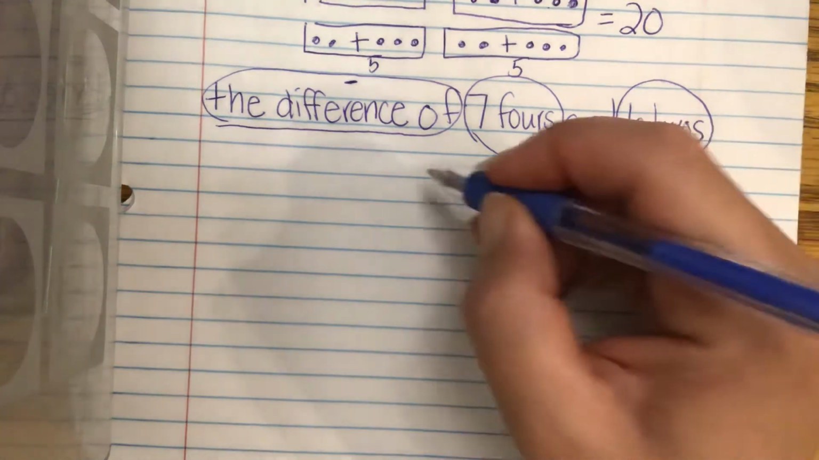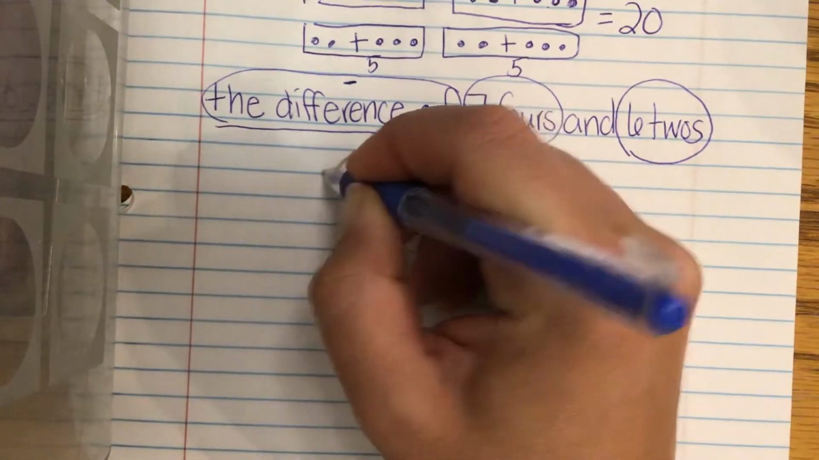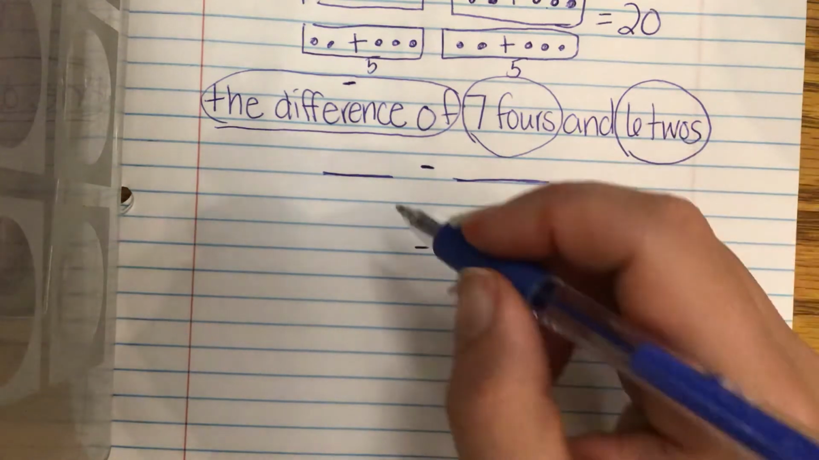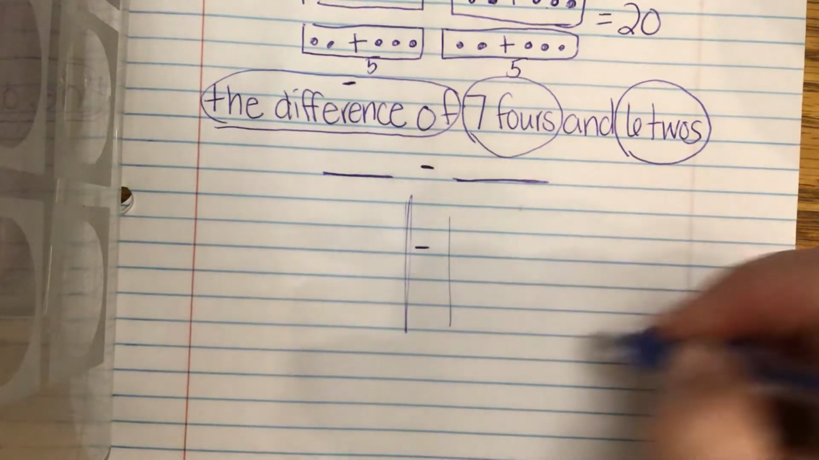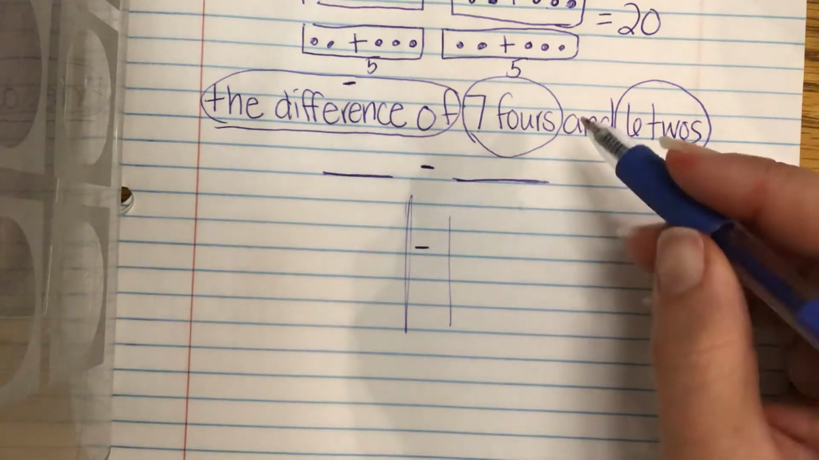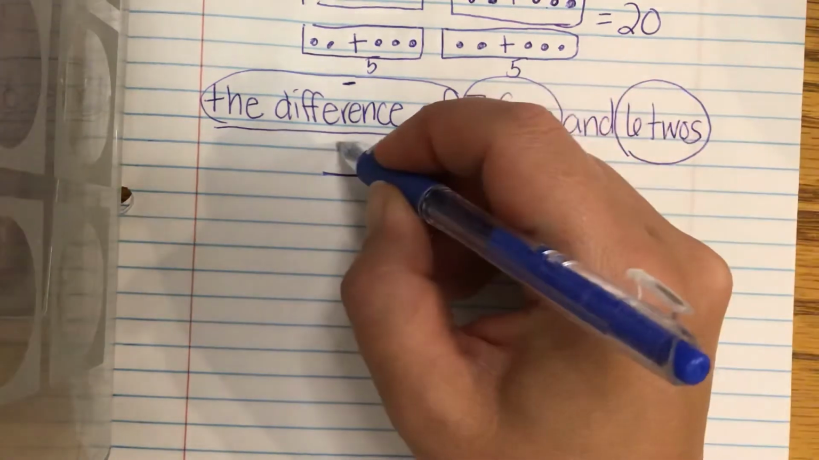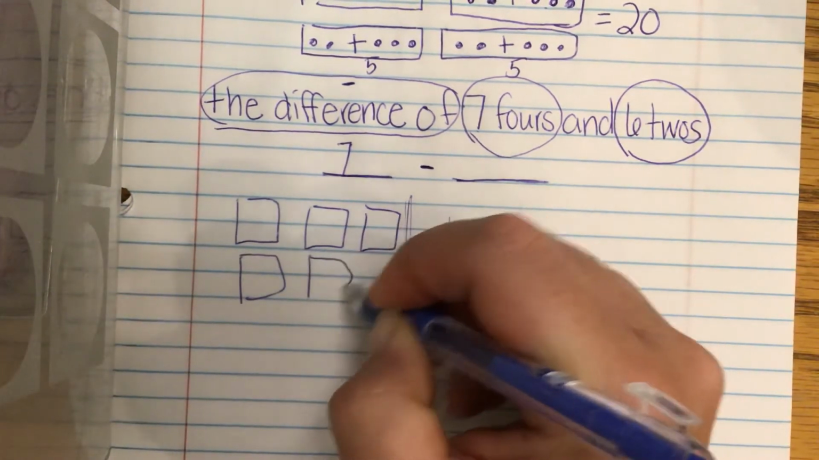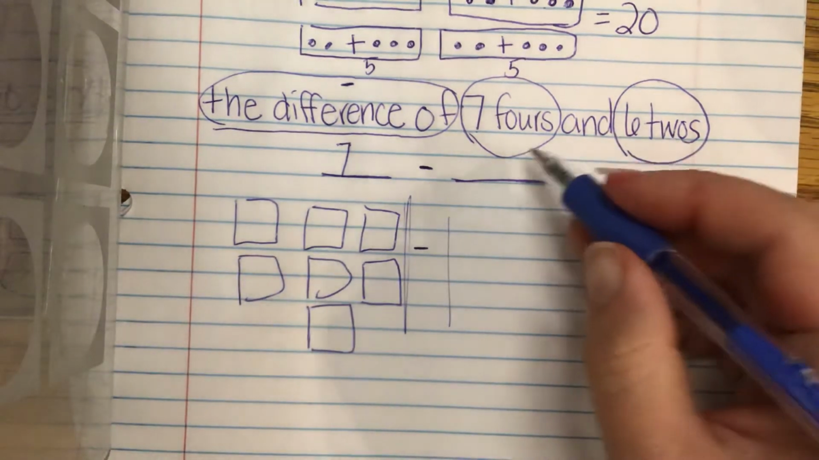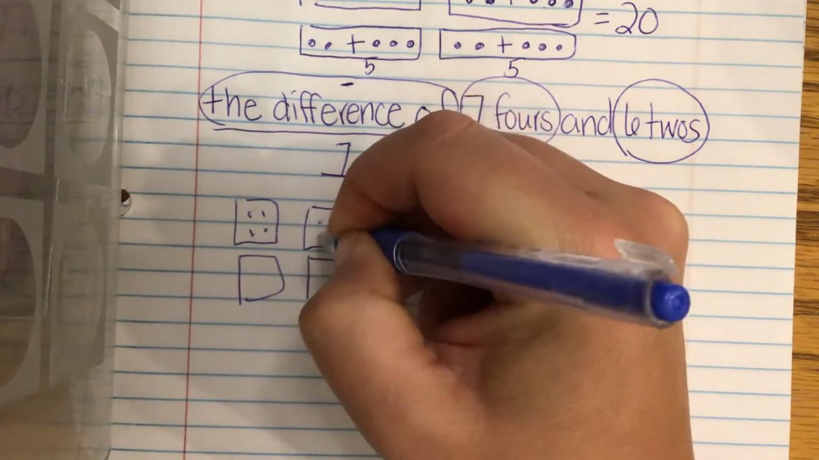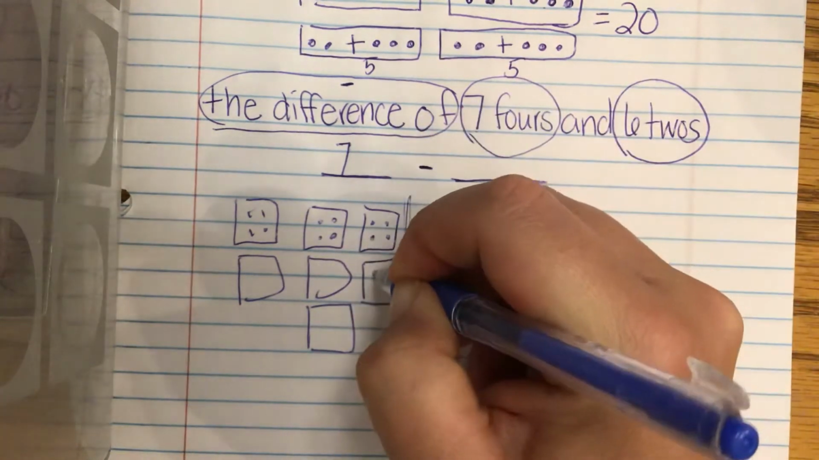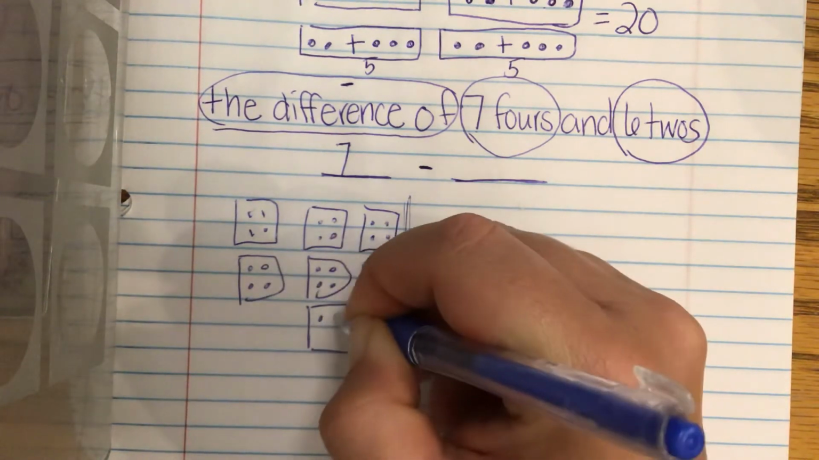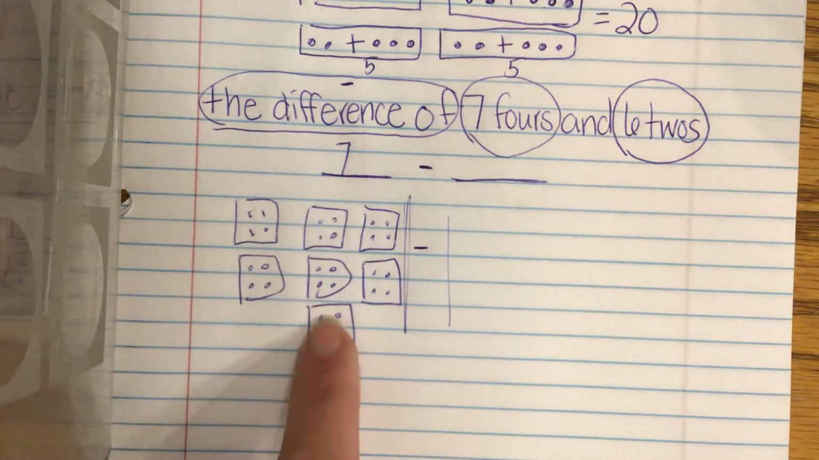So the difference of, so I have to find the difference of 2 sides of my problem. So I'm going to do that over here. This is going to be my model. I have to have something over here, and I have to have something over here. This one has 7 fours. What does that mean? 7 groups of 4. So I have 7 groups of 4, each with 1, 2, 3, 4. 7 fours.